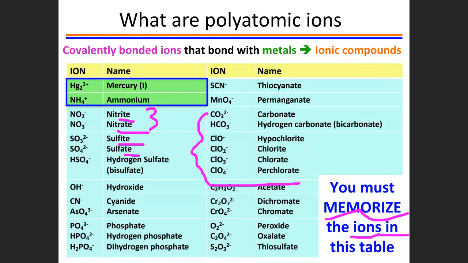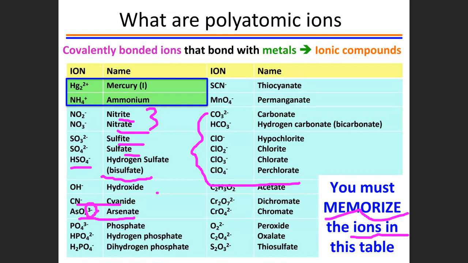Most common are here, like nitrite, NO2, negative, which means minus one charge. If you see two negative, that means a two negative ion charge. So nitrite, nitrate, sulfite, sulfate. This is hydrogen sulfate, or we also call it bisulfate, negative one charge. Hydroxide, we all know this is one charge. Cyanide, one charge. Arsenate, AsO4, this is three negative charge.